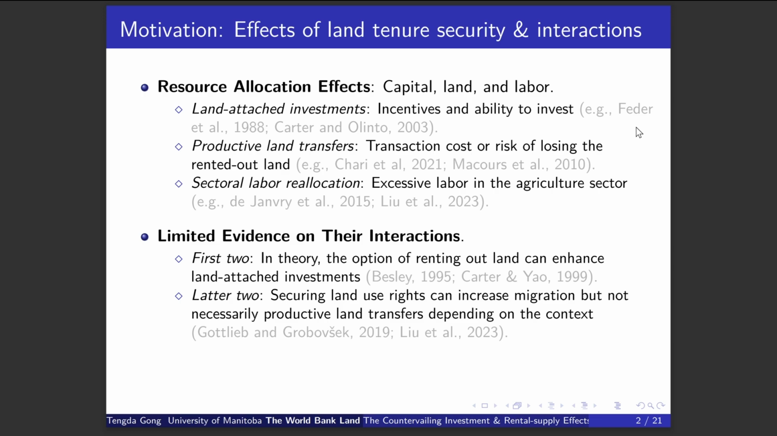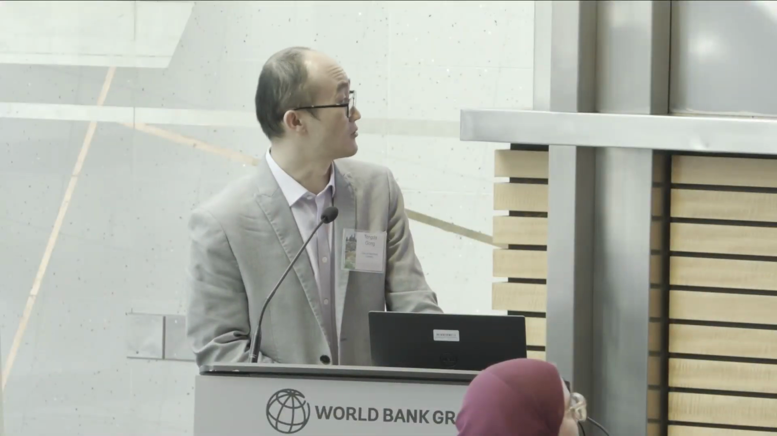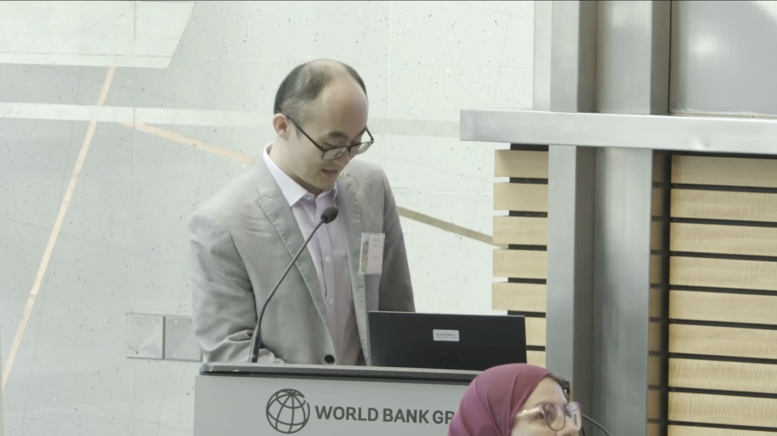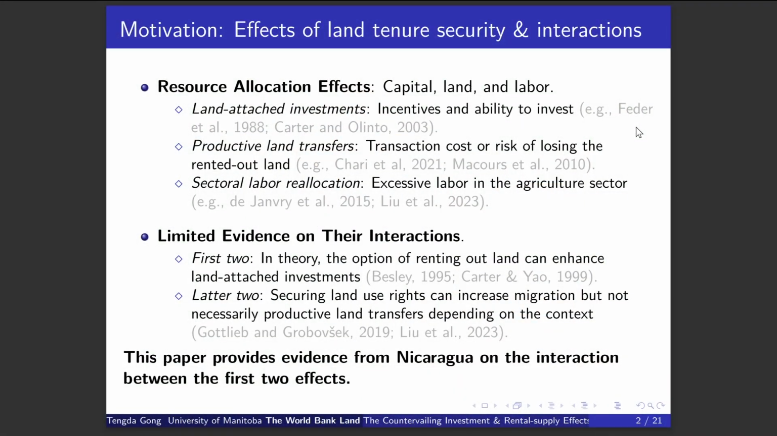Depending on the context, you may have boosting land transfers, and at the same time, you increase productivity. However, in China, in recent data, they show the opposite. If you increase migration, then labor productivity is reduced. So there's a so-called brain drain from the rural areas. I will provide novel evidence from Nicaragua on the interaction of the first 2, saying that if you choose to rent out the land, you may have to forfeit land-attached investment or vice versa.